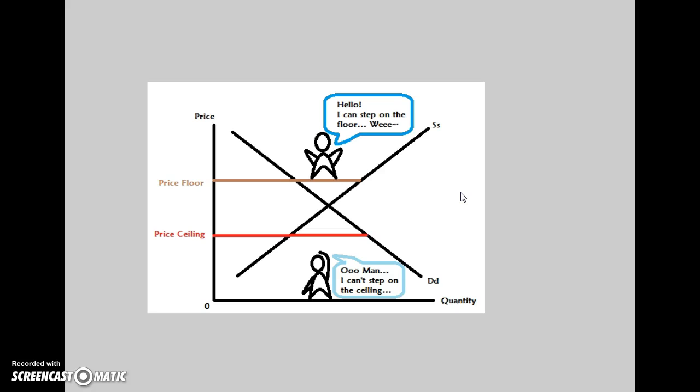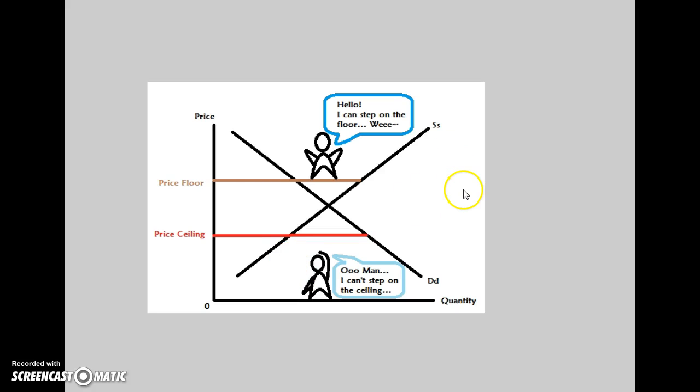So when I think of price controls, I like to think of an upside down house. If you see something marked as a price ceiling, it's going to be upside down. It's going to be below the equilibrium. If you see something marked as a price floor, it's going to be above the equilibrium. And the reason these are set up this way and called these things are explained by these little figures that you see here.